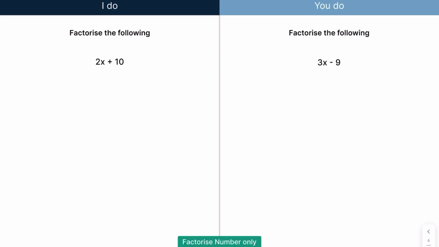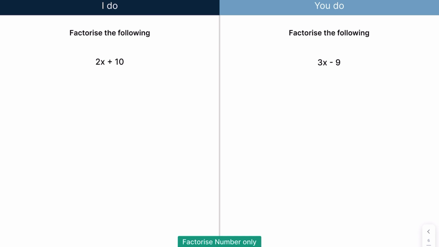So the way my videos work, I'm going to do the example on the left, which is I do. You are then going to press pause and have a go at the example on the right, which is you do. And at the bottom, we can see the type of example it is. So here, we have been asked to factorize the following, which is 2x plus 10. Now, it's worth me noting that factorization is the opposite of expanding brackets, okay?